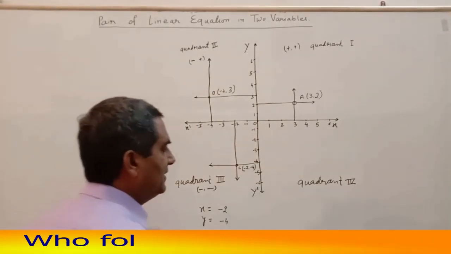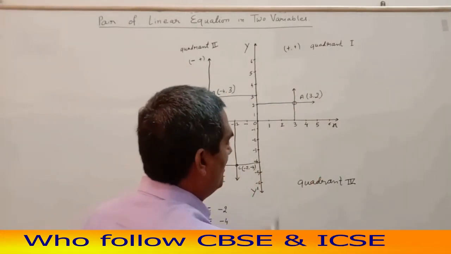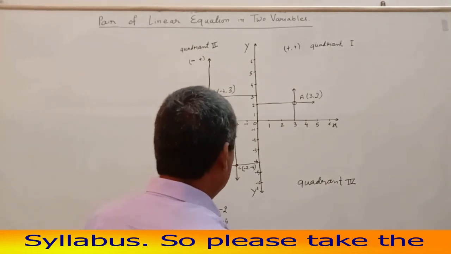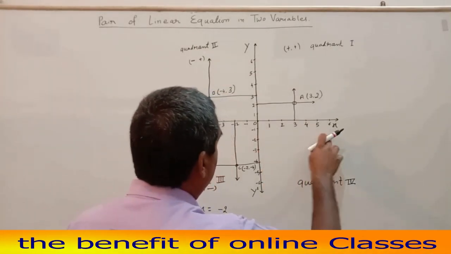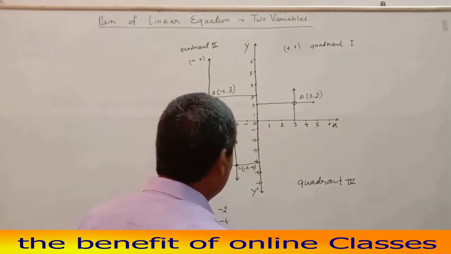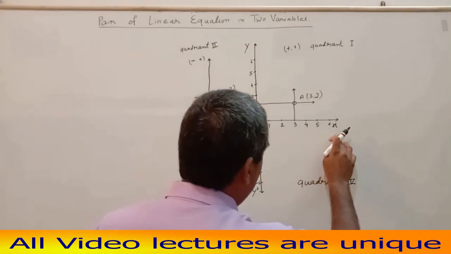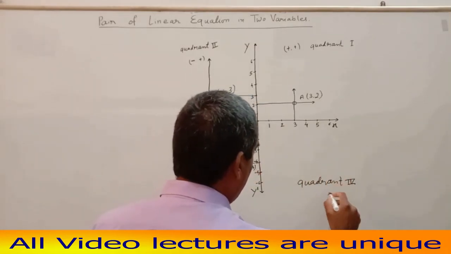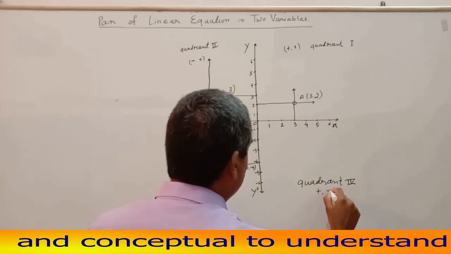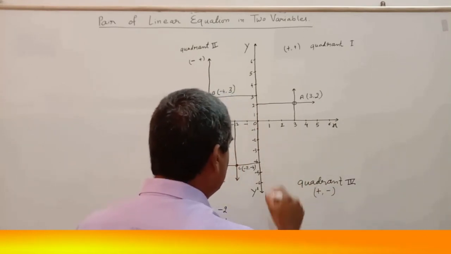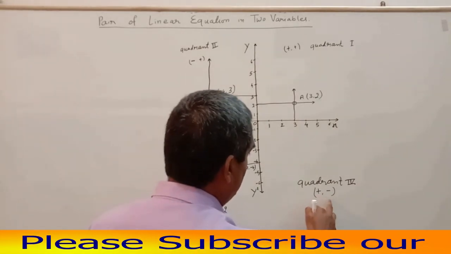Now let's see quadrant 4. This part of the graph is quadrant 4. So the x-axis is in plus and the y-axis has minus values. In quadrant 4, the value of x will be plus and the y-axis is minus. So quadrant 4 shows plus and minus.